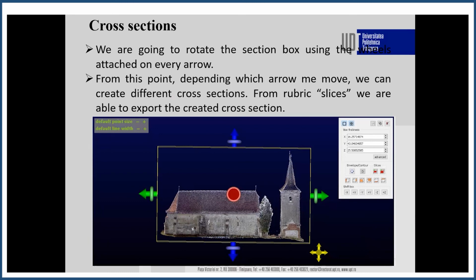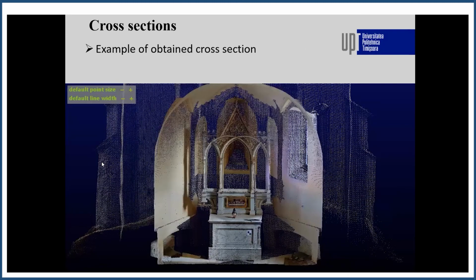You can see here inside it's more dense. Of course, it's more dense because the distances from the scanner to the objective, to the walls are closer. And here you can see the outside walls. This is a transversal cross section.